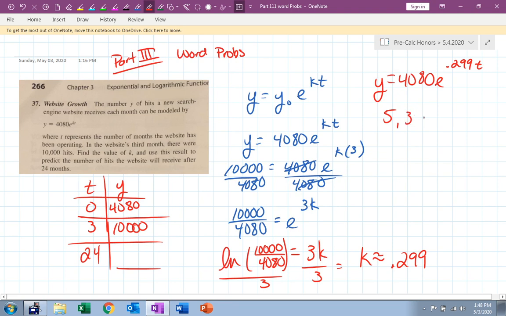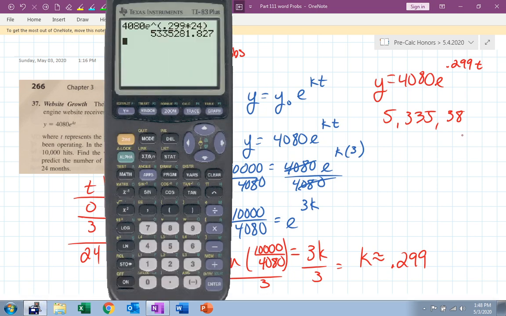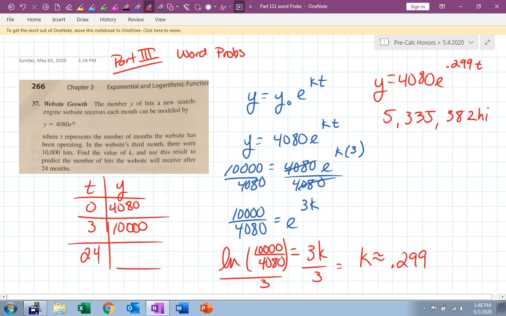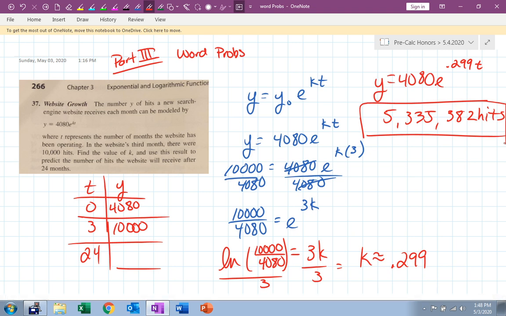So we get 5,335,281. Let's round it up. So there's your amount of hits, over 5 million. Hits are basically just clicks, when you actually click on a website or visit the page. So there's that one. Great exponential modeling equation.